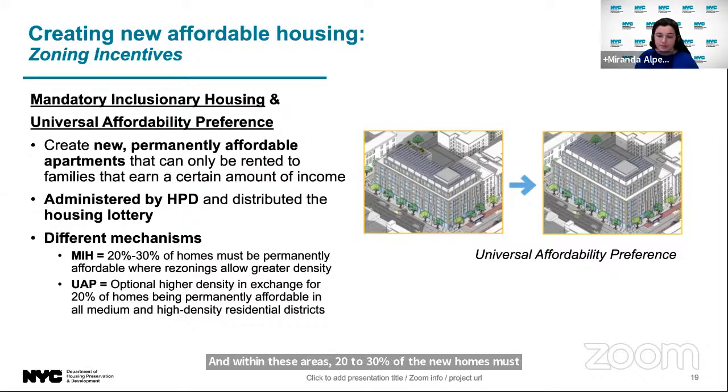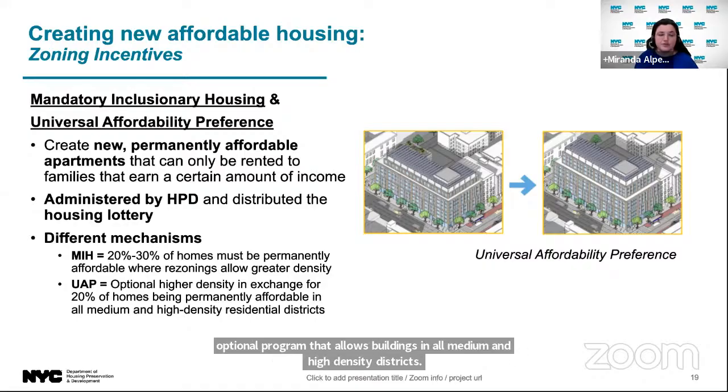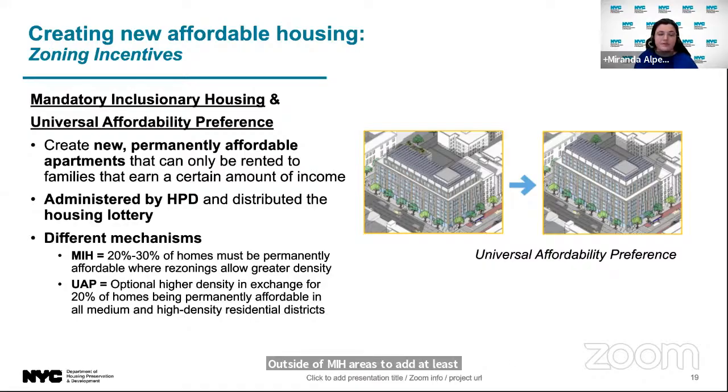This is a mandatory program, which is a little bit different from UAP, which is an optional program that allows buildings in all medium and high density districts outside of MIH areas to add at least 20% more housing if the additional homes are permanently affordable to households earning an average of 60% of the area median income. And both provide a mechanism to create permanently affordable housing. You can see a little example here of what UAP would allow in a medium to high density district.